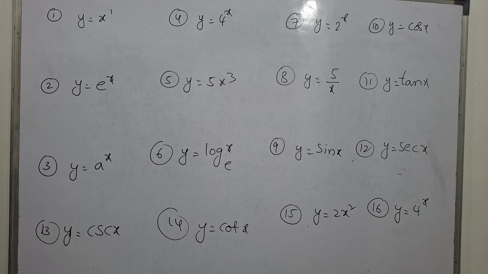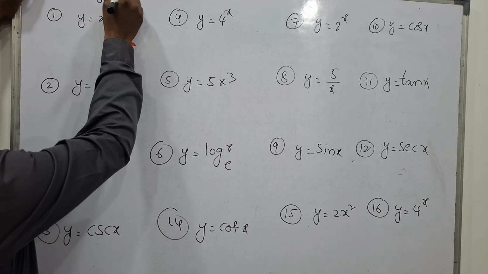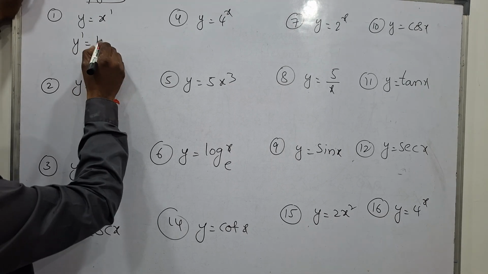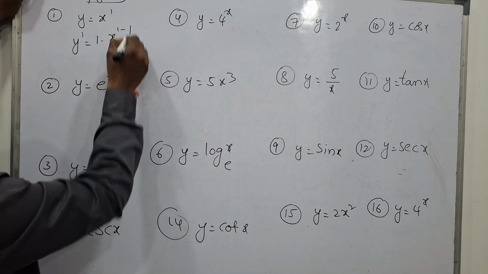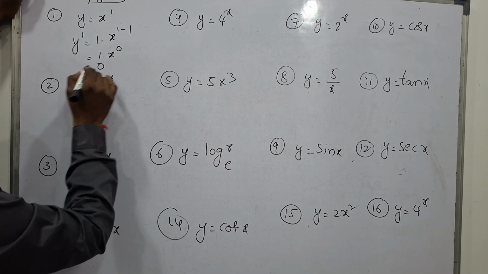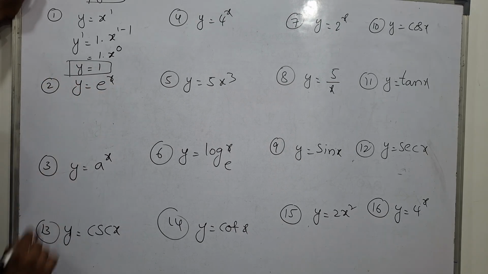It is in the form of y is equal to x power n, beta. What is the differentiation? Y dash is equal to n into 1 into x power 1 minus 1, that is 1 into x power 0. Anything power 0 is 1. Y dash is equal to 1. This is the answer for the first question.